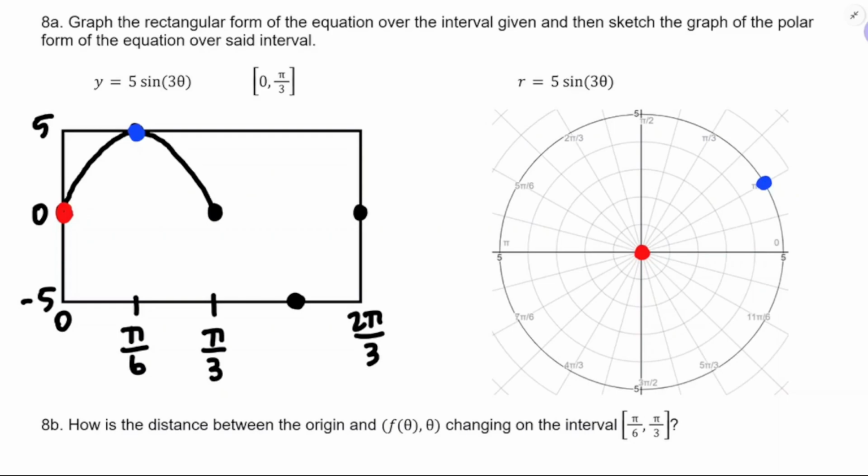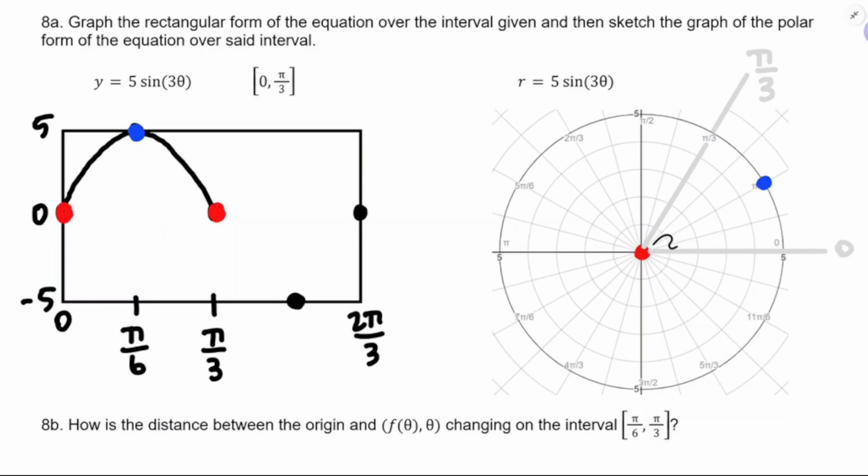And then I'm coming back to theta equals pi over 3, r equals 0. So I'm back to that red point. But because the limits of the graph need to be 0 to pi over 3, I'm going to draw that in on the graph. And now I know my graph needs to stay inside those two gray lines.